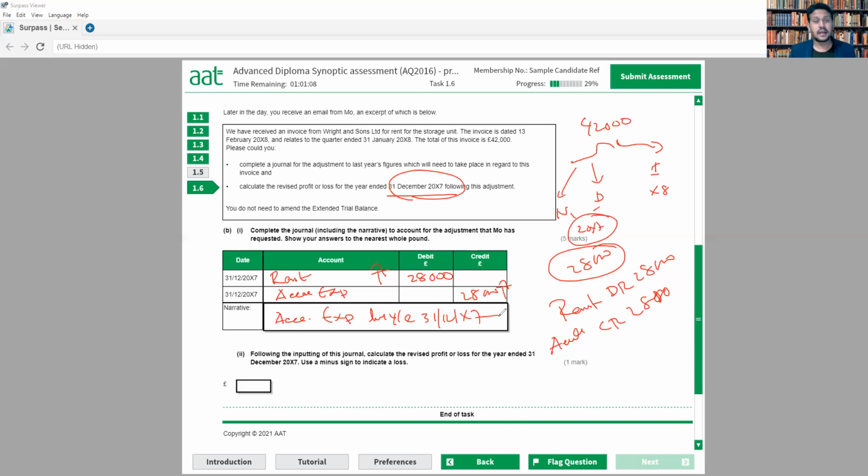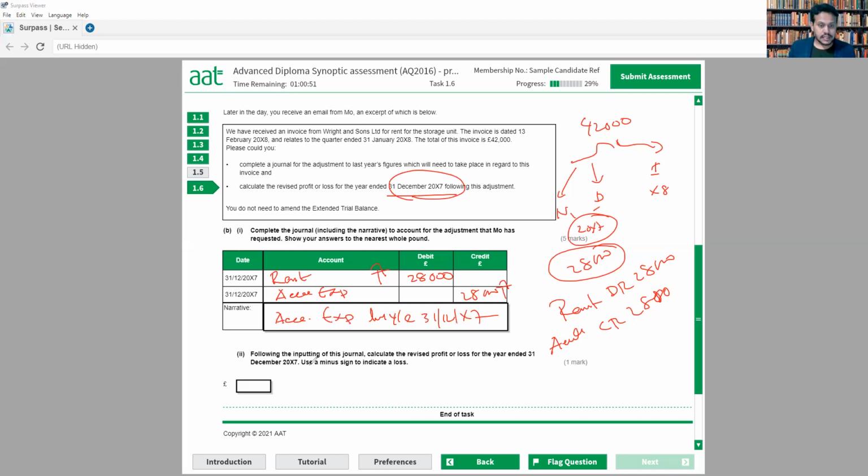2017. Be very, very careful with this adjustment in the exam, especially for the accruals and the prepayment. So make sure you practice your advanced bookkeeping, accruals and prepayment very well because this question can give you a lot of stress in the exam.